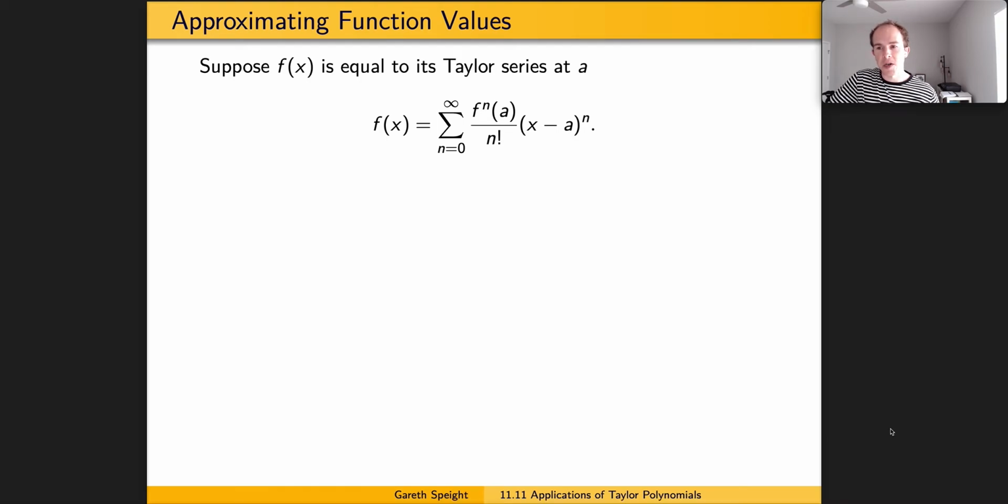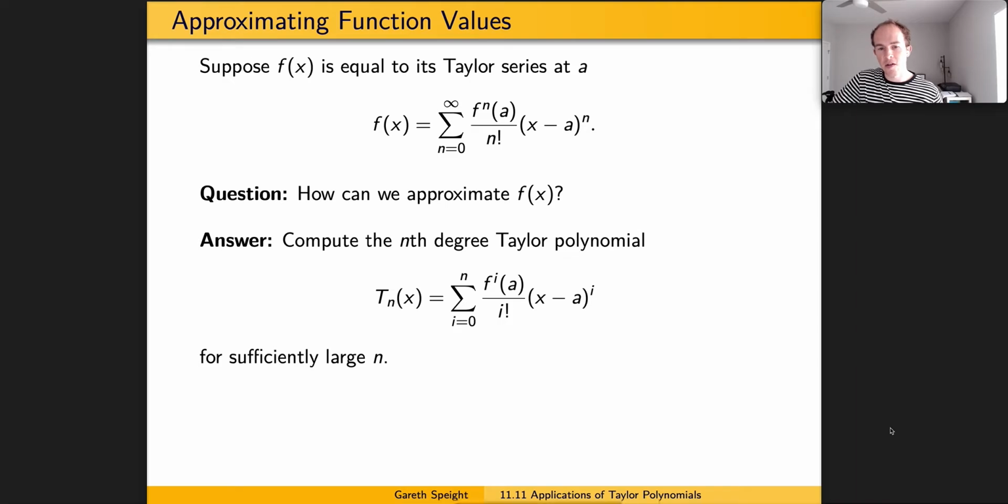So let's suppose we have some function f of x, which is equal to its Taylor series at a. So f is the sum of f^(n) of a over n factorial times (x minus a) to the n. Then one way to approximate the value of f of x is to just, instead of doing the infinite sum, which is actually equal to f of x, do the finite sum. So kind of like we did with numbers, but now we're doing the same thing with functions.